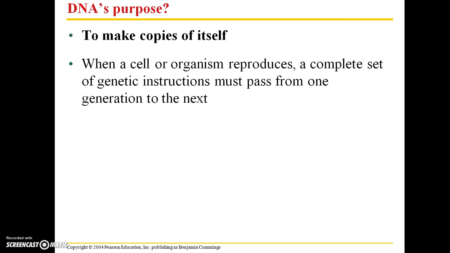So what exactly is DNA's purpose? Well, it's simply to make copies of itself. When a cell or organism reproduces, a complete set of genetic instructions must pass from one generation to the next. So regardless of whether an organism reproduces asexually or sexually, there has to be a complete set of genetic instructions inherited by that next generation.